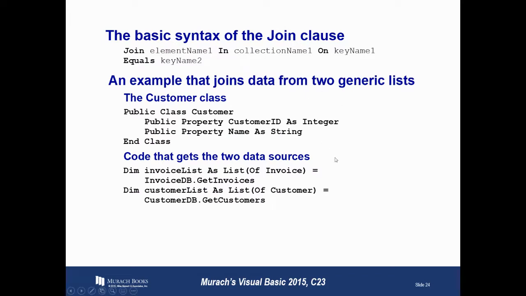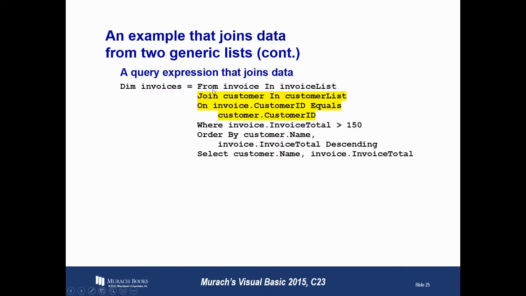All right, and finally, we can join things together. So if we had a customer class, for example, like what might be on chapter 23.1, and we get the list of invoices and we get the list of customers, remember that invoice has a customer ID to it, which we can join to the customer ID in the customer class. So from invoice in invoice list, you can join customer in customer list on invoice.customerID, and here you write out the word equals customer.customerID.